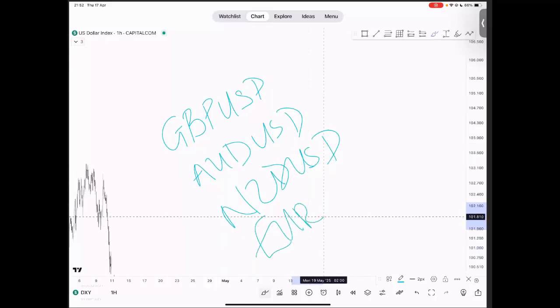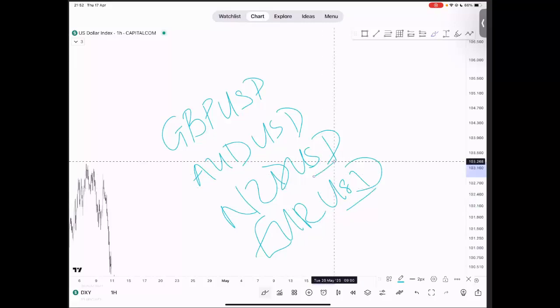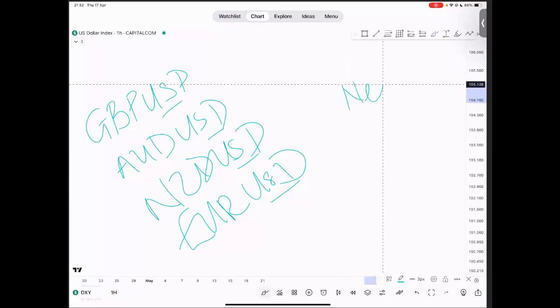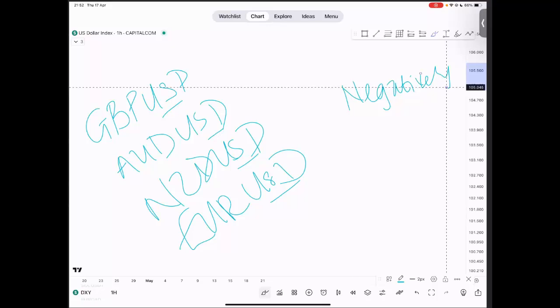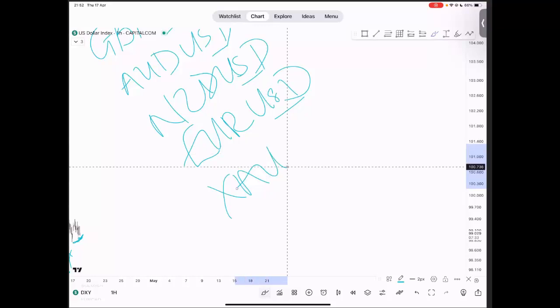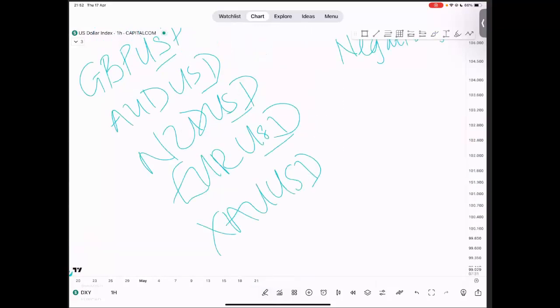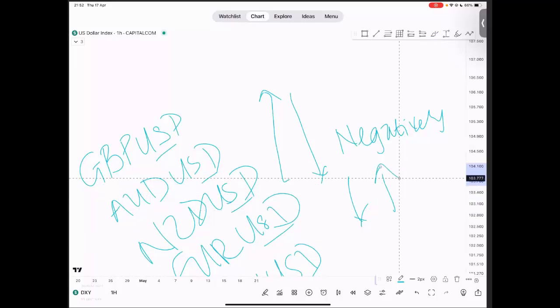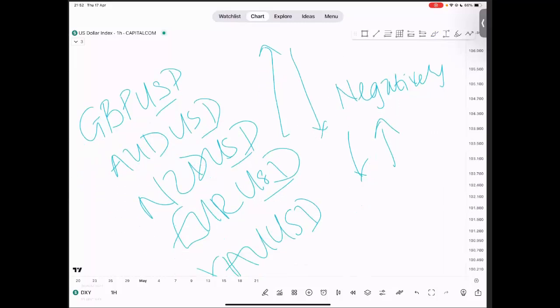XAU USD and all these pairs that have USD as their second currency are negatively correlated to DXY. This means that wherever DXY is moving, they are moving in the opposite direction. If DXY is pumping, they are dumping. If DXY is dumping, they are pumping. They are negatively correlated to DXY: GBP USD, AUD USD, NZD USD, all these ones that have USD as their quote currency.